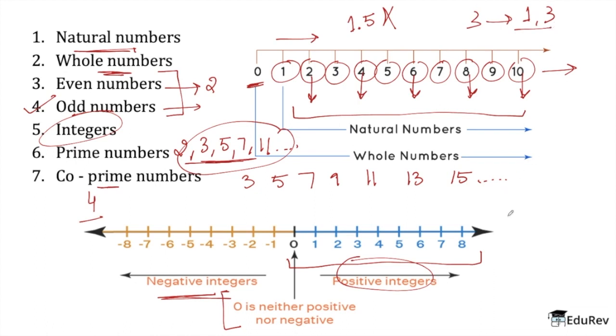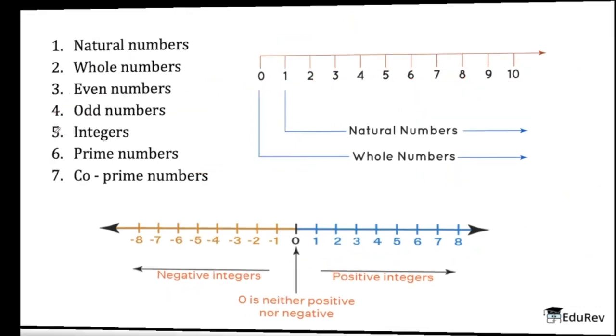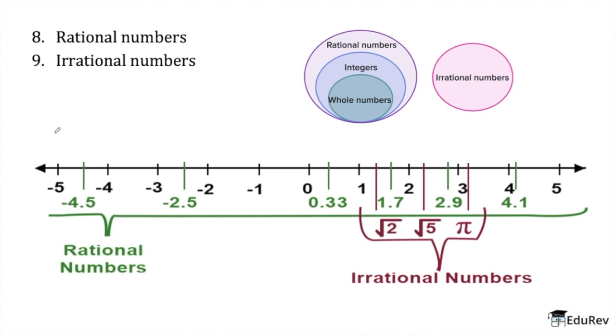On the other hand, if I talk about 6, 6 is divisible by 1, 3, 2 and also by 6. So this is going to be a composite number. So I hope you now know what natural numbers, whole numbers, even, odd, integers, prime and composite numbers are. So let's move on to the next concept: rational numbers and irrational numbers. Rational numbers are basically of the form p by q.